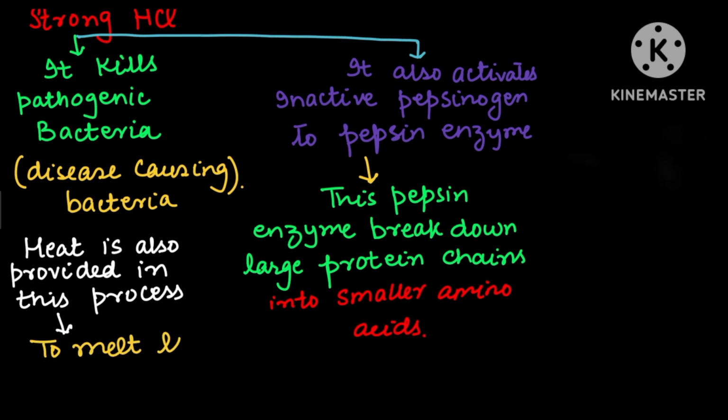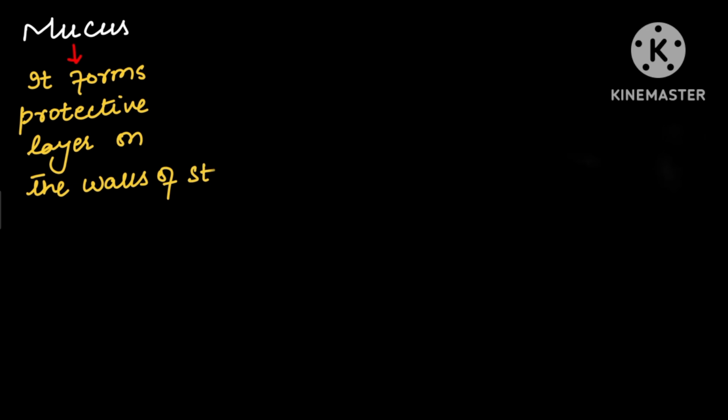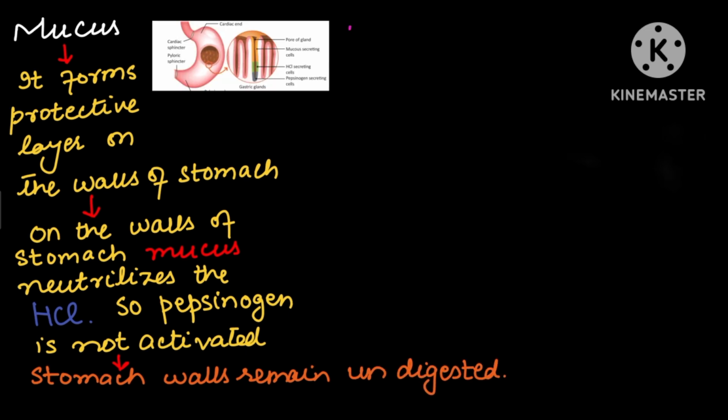Now, what is the function of mucus in the stomach? It forms protective covering on the walls of stomach where strong hydrochloric acid is neutralized. So in this way, pepsinogen is not activated over there. The stomach walls remain undigested.